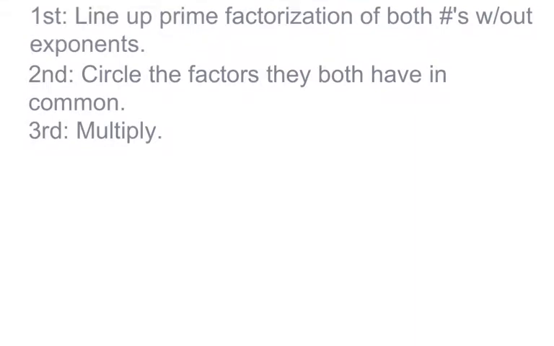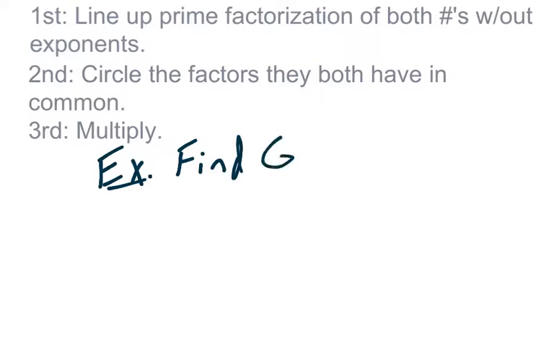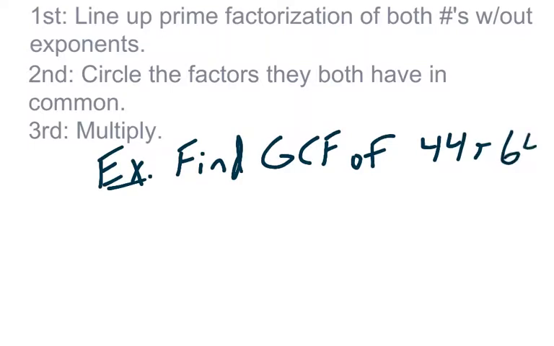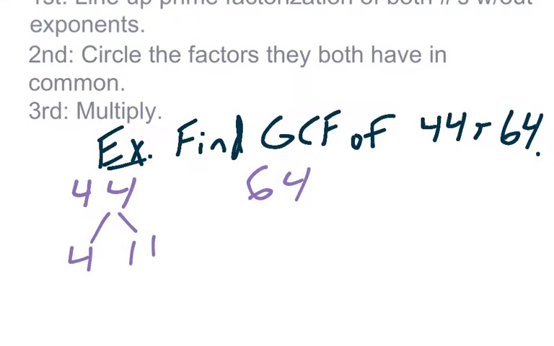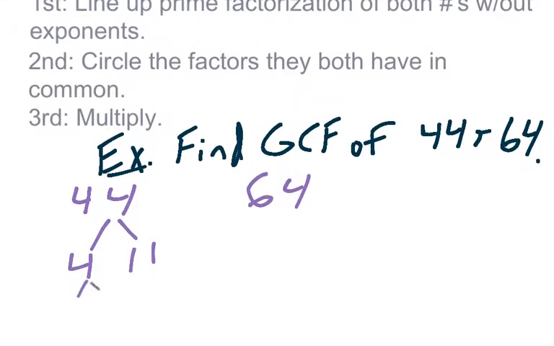So for example, if we wanted to find the GCF of 44 and 64, we would first write the prime factorization out. I know 44 is 4 times 11. And I know that 4 breaks down into 2 and 2, and 2, 2, and 11 are all prime. So if prime, underline.